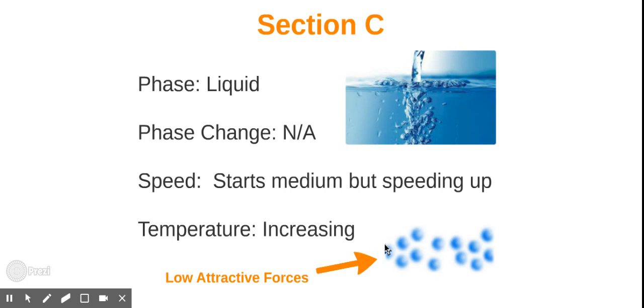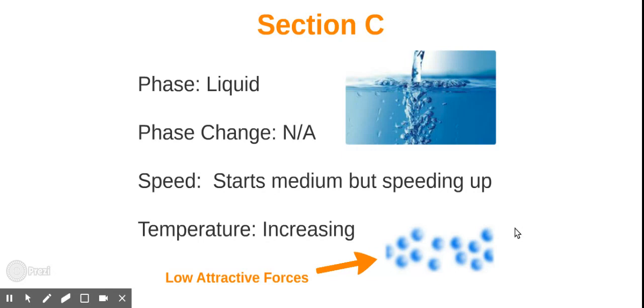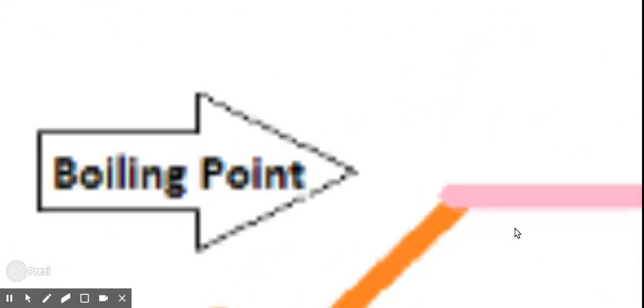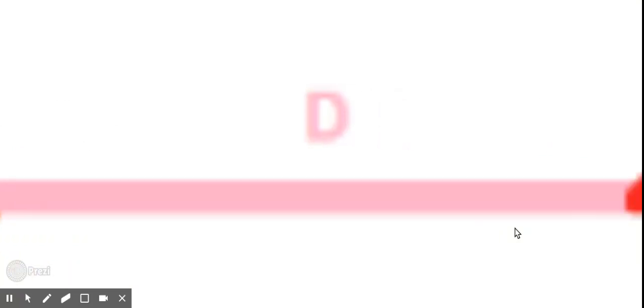And now that these are all liquid, we now have all low attractive forces. So there are no two phases. And because we have all low attractive forces, we can now speed all that stuff up. And that's why we're going to have an increase in temperature there. Again, that direct relationship. All right, and then once we get to this temperature, that would be a special temperature for water, which would be 100 degrees Celsius, we now have another constant.